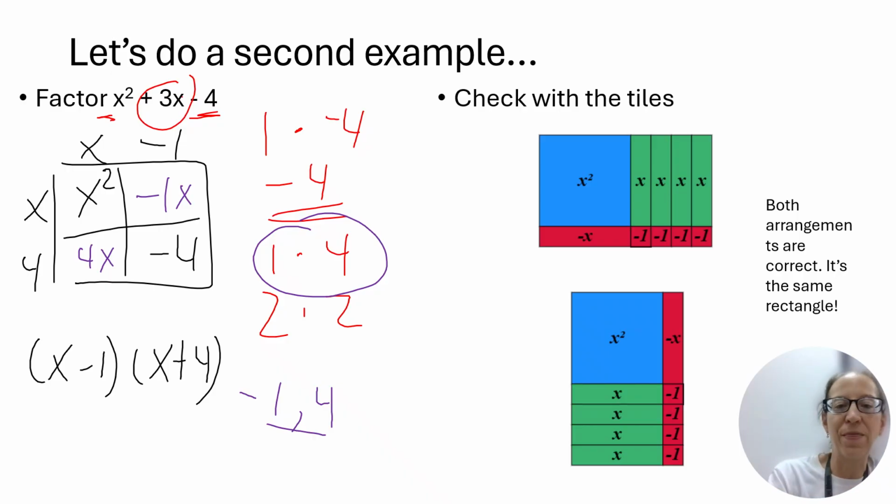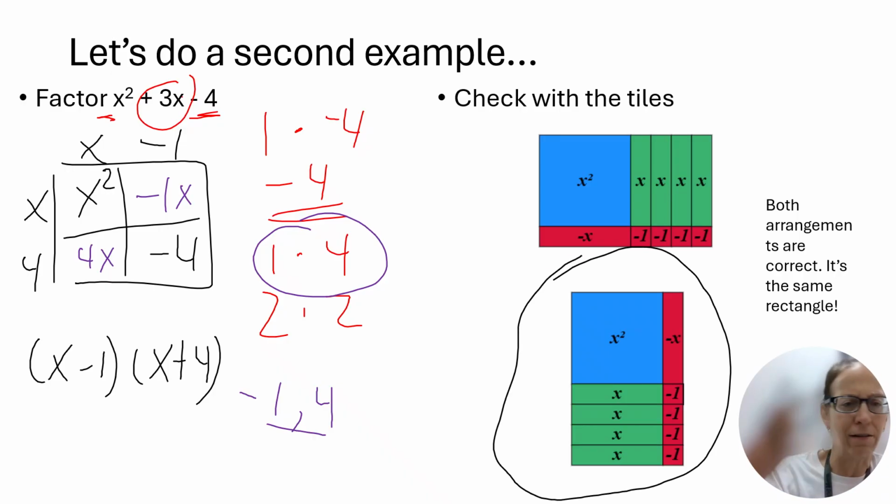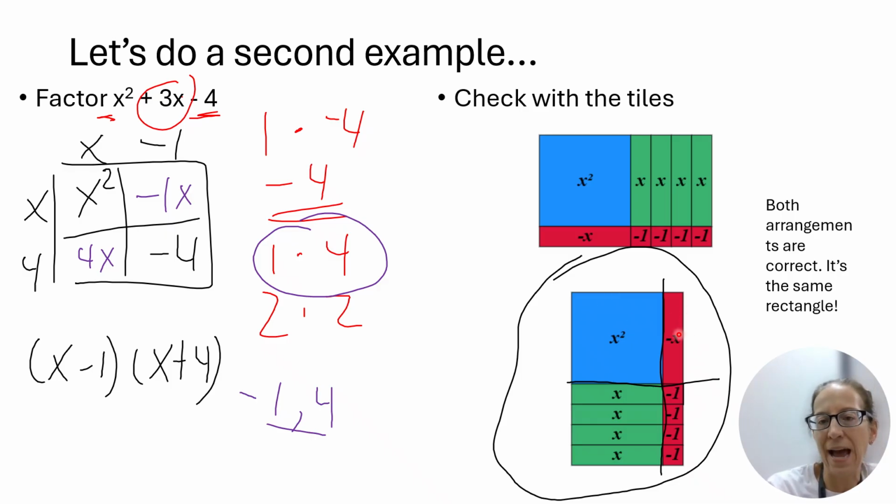Okay, so this is the one that we ended up doing in this class, and we might end up doing a different one in class. So we ended up looking at this one where we've got the x squared in the upper left. We have the -1x in the upper right. The 4x is in the lower left, and the -4, of course, is in the lower right.